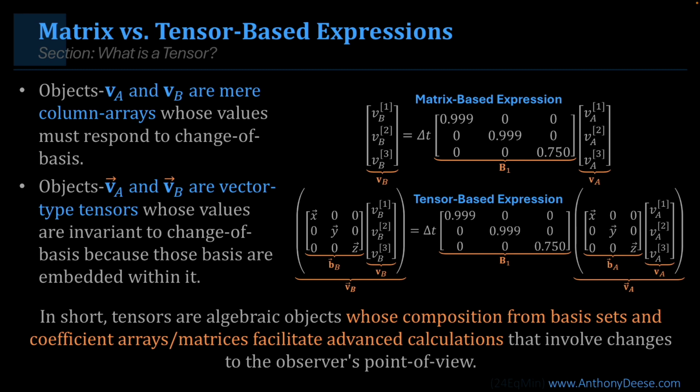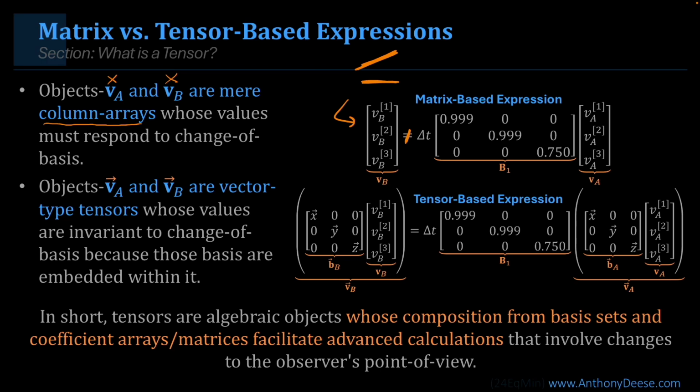So objects VA and VB without the arrow hat on top are mere column arrays whose values describe some velocities referenced to some assumed set of referential directions. We don't know what those are. And they must respond to change of basis. If this was originally assumed to be a flat ground over here for this VB, and then we make it a sloped ground, this no longer applies.